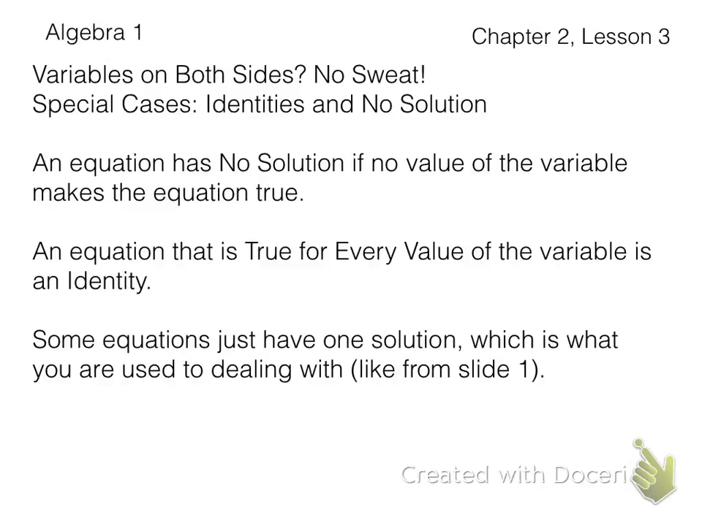And then you're also going to have an equation where no matter what number you put in for the variable, it's going to give you a true statement. It means that the variable can be anything. And some equations just have one solution, which is what we've been doing for the last few slides. But let's go ahead and look at two examples where there isn't one solution.